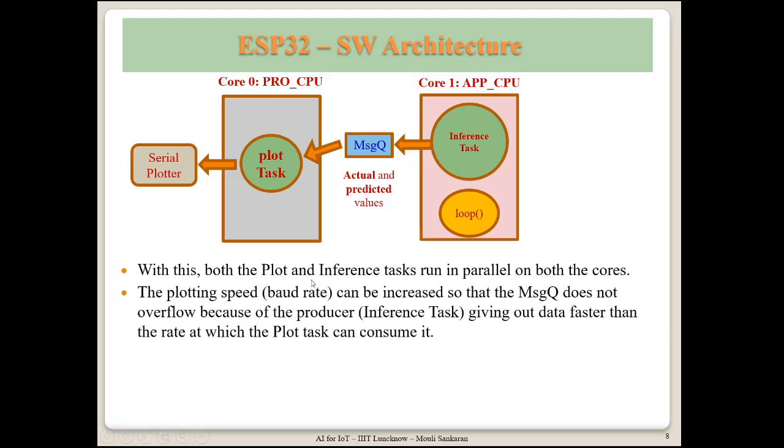Plotting speed, the baud rate, can be increased so that the message queue does not overflow, as well as the serial port, because the producer inference task is giving out data faster than the rate at which the plot task can consume. Most likely maybe I should replace it with the serial plot. I don't know, it depends on how this serial plot data is consumed. If the plot task is waiting for the data to be flushed out, then the message queue will be overflowing.